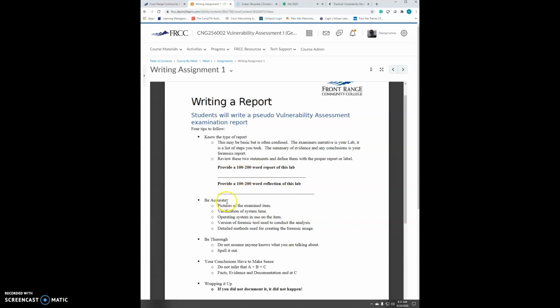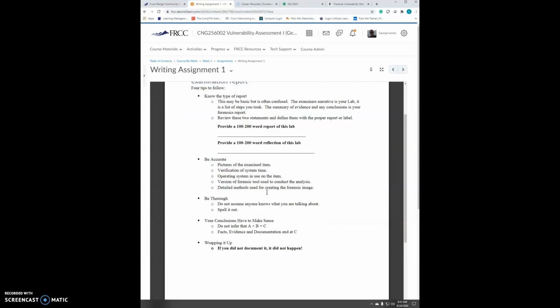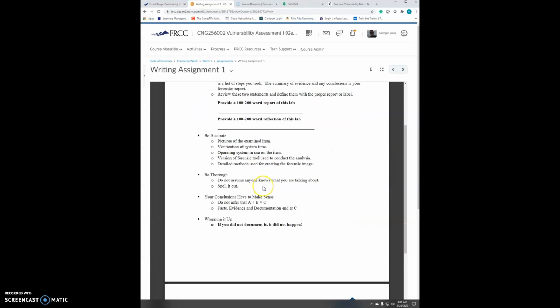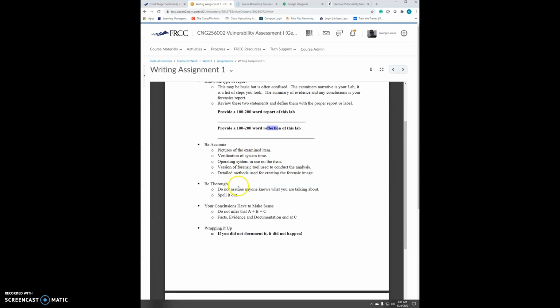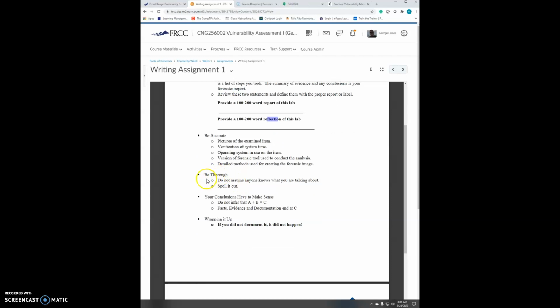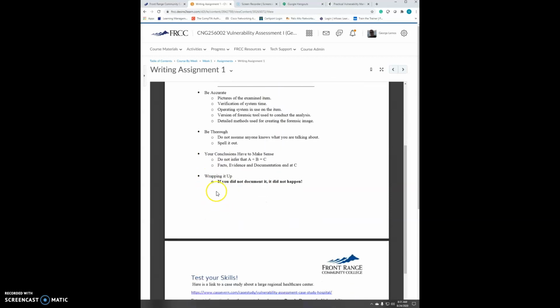I want you to hold yourself accountable for what you do and understand what's going on. There are a lot of differences between just writing a non-biased report versus a biased reflection. Ways to write a report: be accurate, be thorough, be concise, and wrap it up.